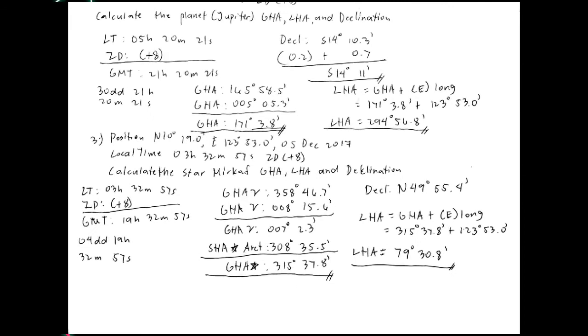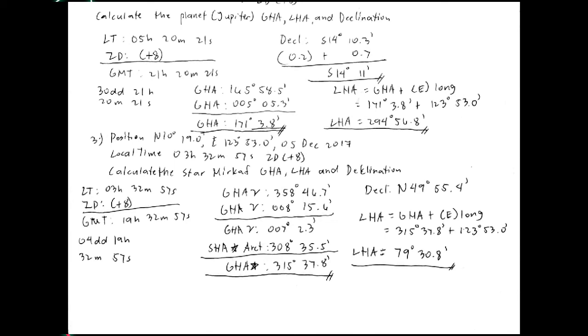In our third problem, we are given 10 degrees north, 19.0 minutes, and 123 degrees 53 minutes for the longitude. The day is December 5, 2017, with a local time of 03 hours 32 minutes 57 seconds and a zone description of +8. We need to calculate the star Mirfak's GHA, LHA, and declination.